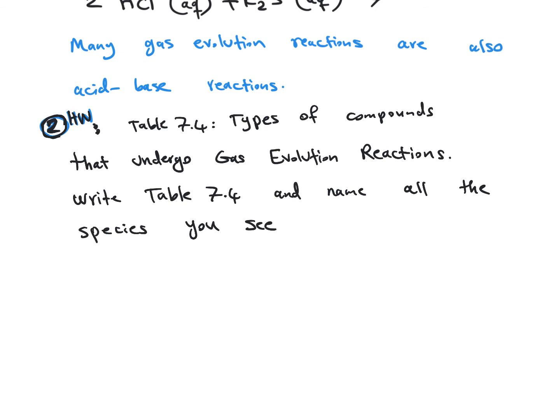And what type of acid is that? Can anyone tell me? We had 2 types of acids, right? One was binary acids, the other, do you remember? Exactly. So since here we have just hydrogen and sulfur, there are 2, it would be binary acid. So I'm asking you to just write this table and name all the species you see. Any question about that?